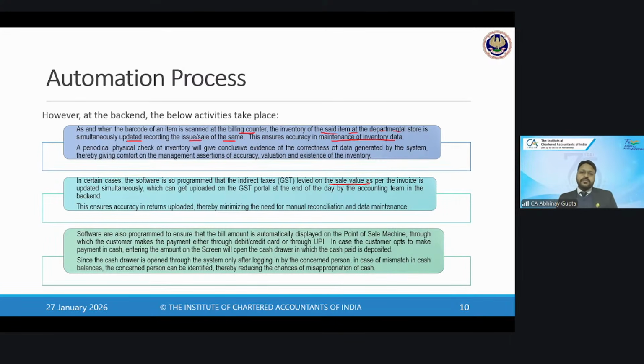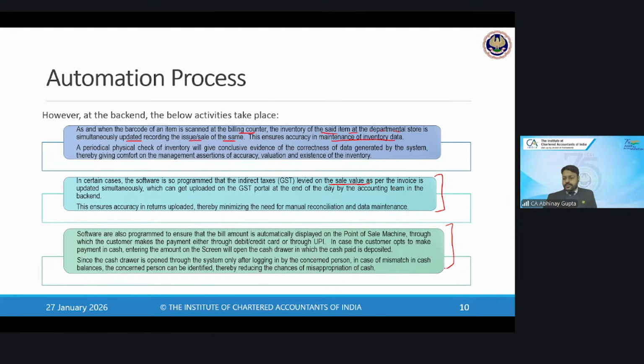Suppose you are purchasing a few items which are rated at 5% and some items which are rated at 18%, you will be able to see the different GST rates, 5% and 18%, on your bill, right? So this accuracy and this speed is helping us to do things faster. This is the main advantage of this automation process, right? Now on the payment side as well.